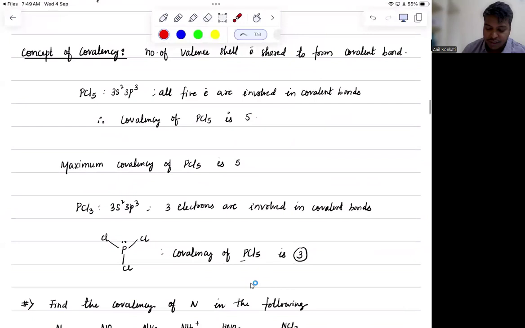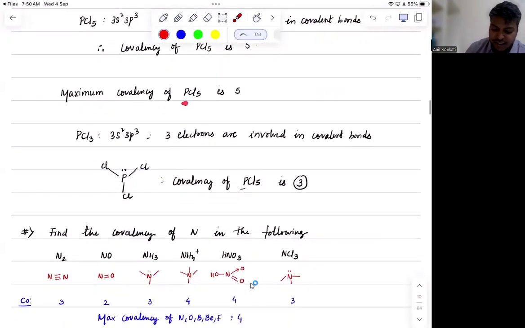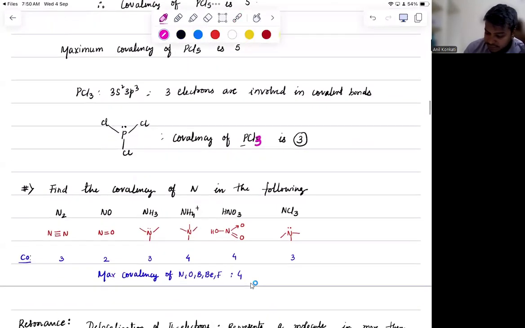Next, what is the concept of covalency? The number of valence electrons used to form covalent bonds is called covalency. For example, in PCl5, all five electrons are involved to form covalent bonds. So therefore, we call the covalency of phosphorus in this case 5. The maximum covalency of phosphorus in PCl5 is 5, right? If you take PCl3, only 3 electrons are involved. So the covalency of phosphorus in this case is only 3.